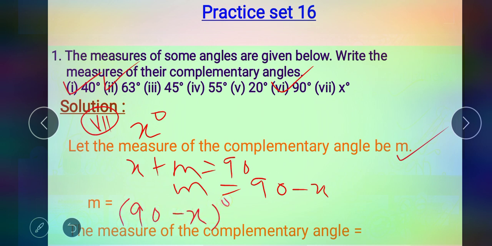So our answer is 90 minus x degrees, students. We can't subtract x from 90, so we'll let it be as it is. So here we have solved four sums.